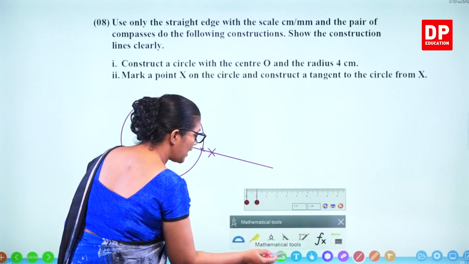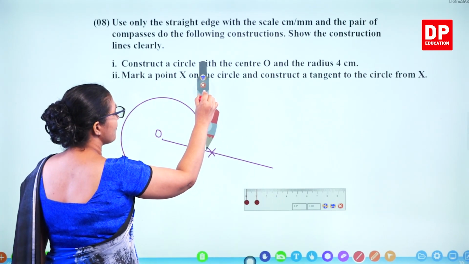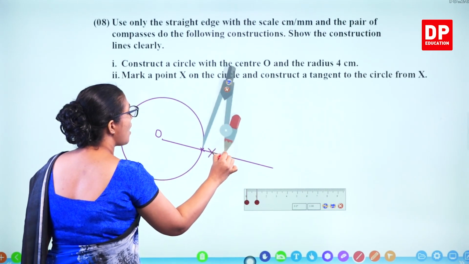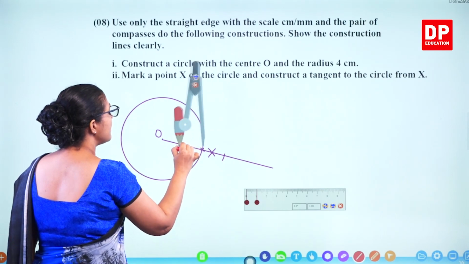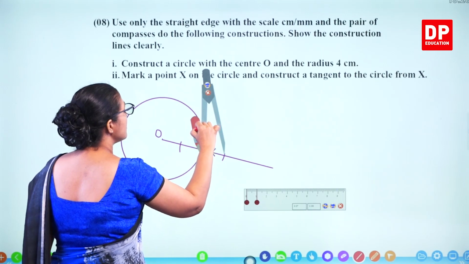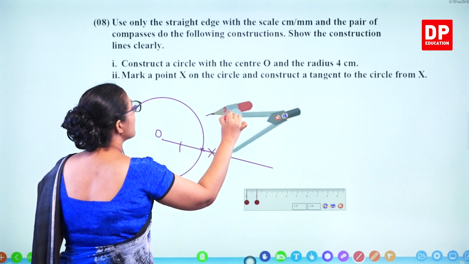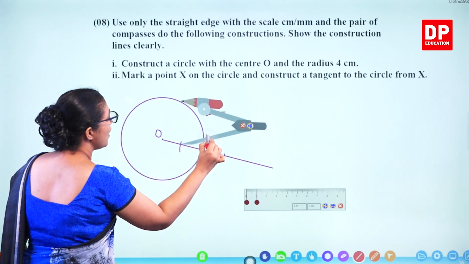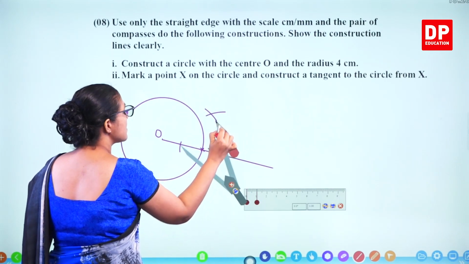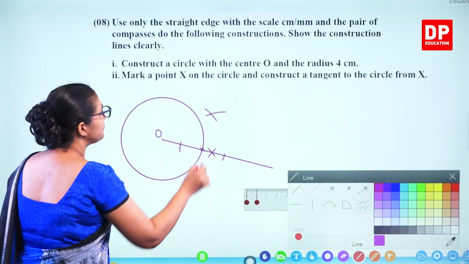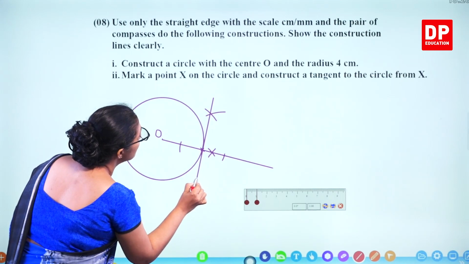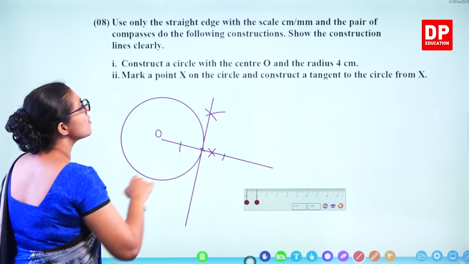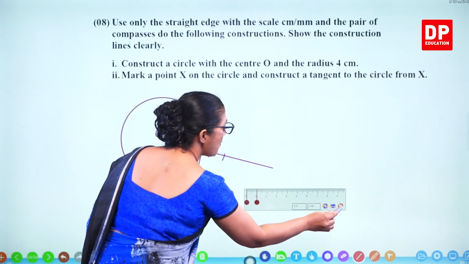So how can we draw a perpendicular line? Take the compass and you can mark 2 arcs here, 2 sides on 2 sides, and then keep the compass here and you can take a longer length and draw the arc here. So draw an arc from this point as well to find out the intersecting point. So this is the intersecting point. Now you can connect. So I can connect this one with this line. So this is the tangent line drawn to this OX line. So that's the second part.